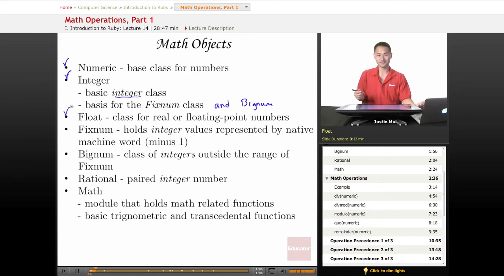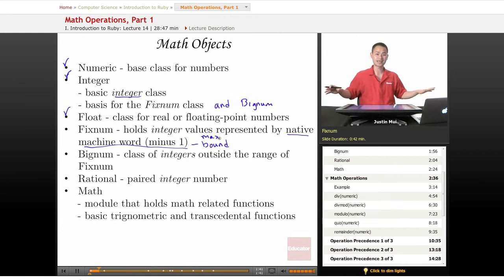You have your fixnum, which is the most common one, which is your integers. There is a max bound it holds. It holds integer values represented by your native machine word minus 1. This is based on your local environment you're coding in. So this is the bound, max bound. And if it flows outside of that bound, it's going to be automatically upcast to a bignum.